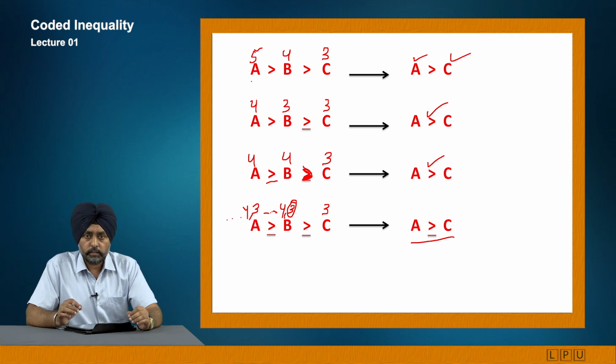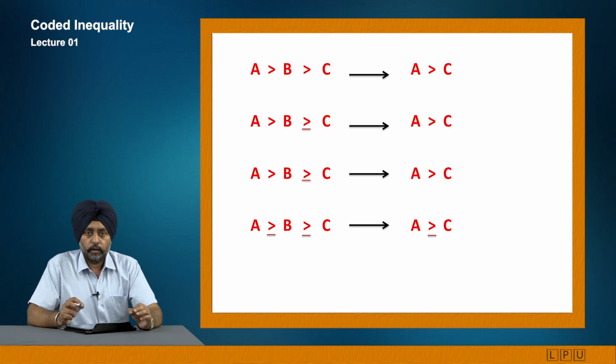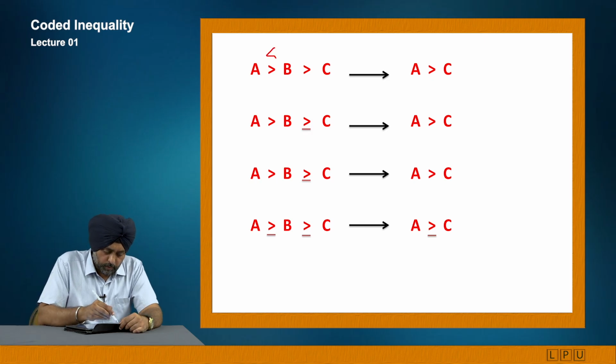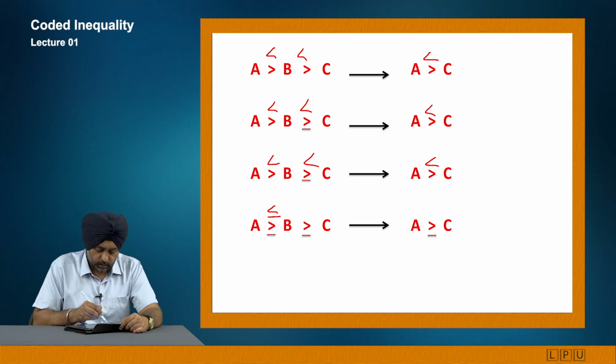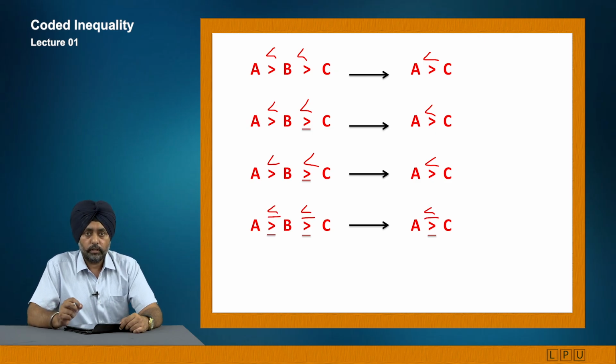Similarly, just the reverse of this will also be true. How? If a is less than b, b is less than c, then a will be less than c. Here also, if the signs are reversed, the result sign will also be reversed. Simply the reverse of it.